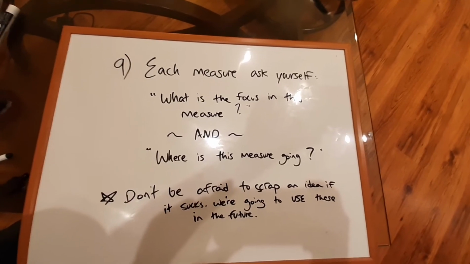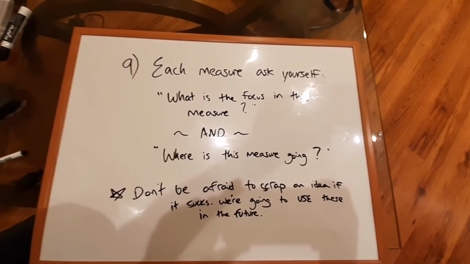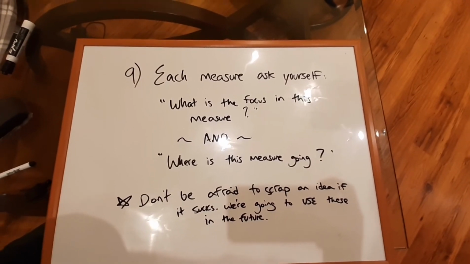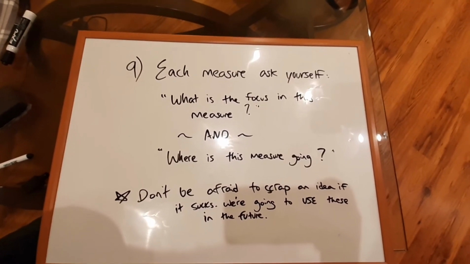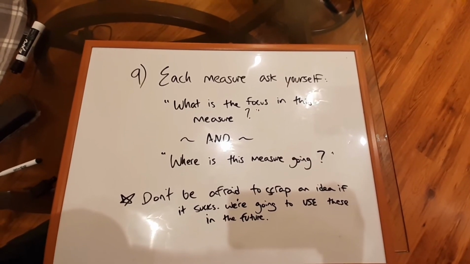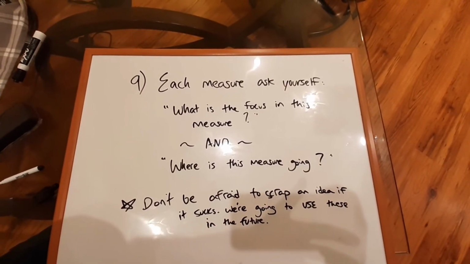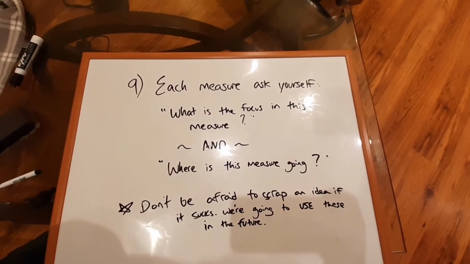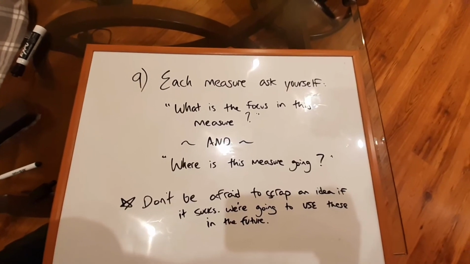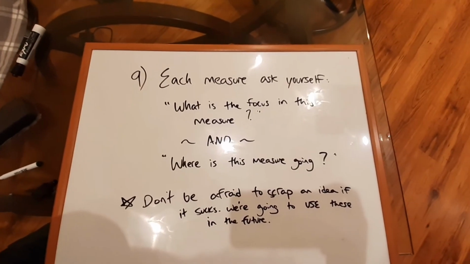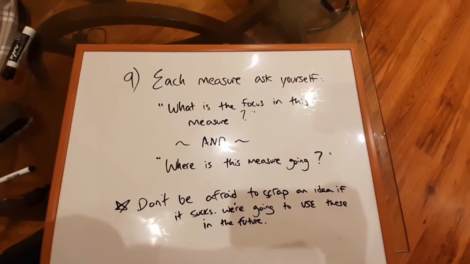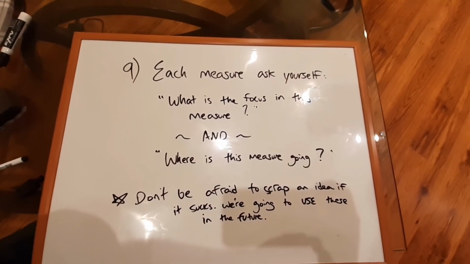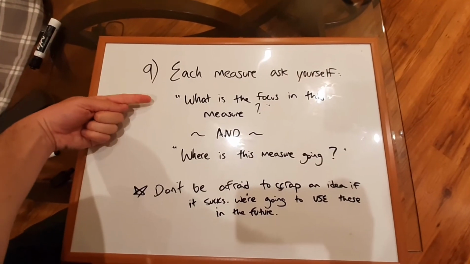Okay, this one's a little bit philosophical, but probably the most important one. Now, when I was looking over your cadences, I noticed that a lot of you had some really, really cool rhythms, but they didn't really have a direction. That's kind of the equivalent of texting someone and just using the text prediction button and seeing where the sentence goes. It's English, but it doesn't make sense. So musically, we have to do the same thing. So each measure, I want you to ask yourself, what is the focus in this measure, and where is this measure going?